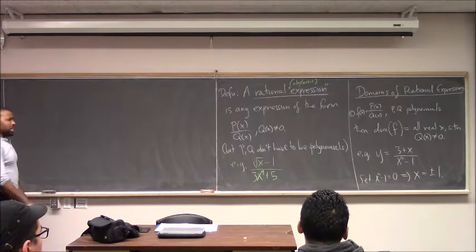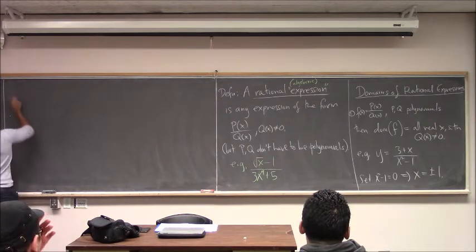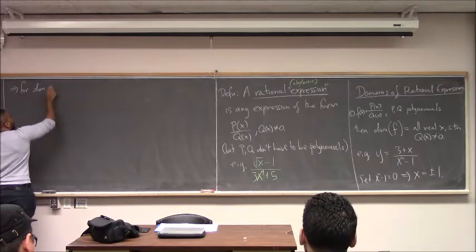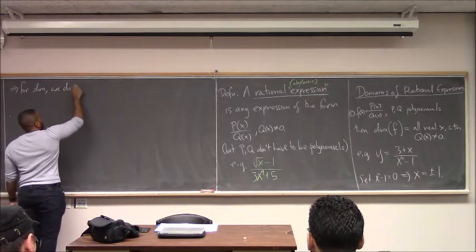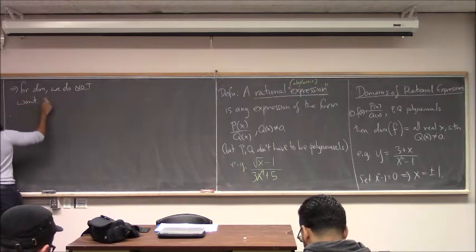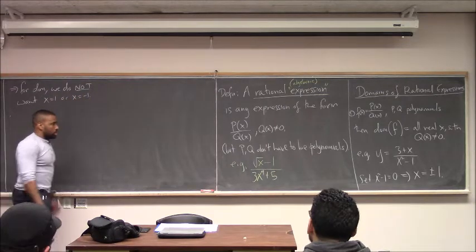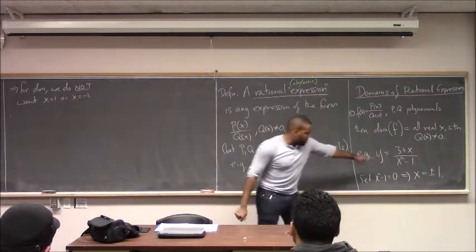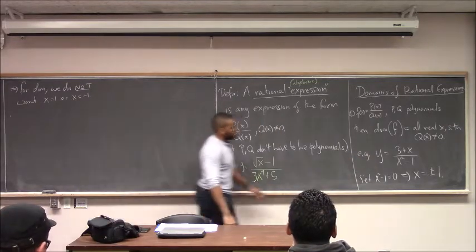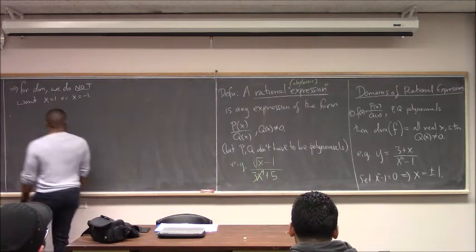So how can you express that domain in interval notation? This means for the domain, we do not want x equals 1 or x equals minus 1. These are the two values where our denominator is equal to 0. It means we need to avoid those because the domain requires the denominator is not 0. How do you write that down?